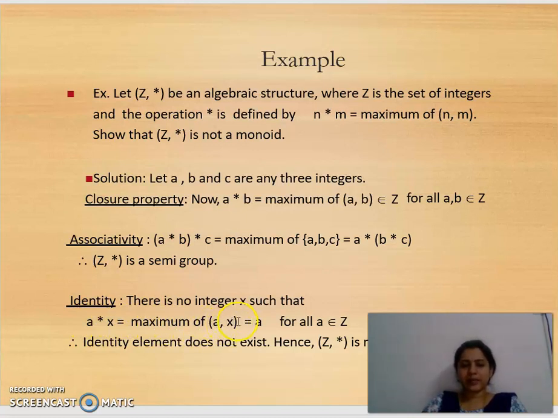Sometimes a may be the maximum, sometimes x may be the maximum. We didn't say that a is always the maximum. So that's why a * x is not equal to a for all a belonging to Z. That means there is no fixed identity element for this (Z, *) algebraic structure. So as it's not satisfying the identity element property, it is not a monoid.